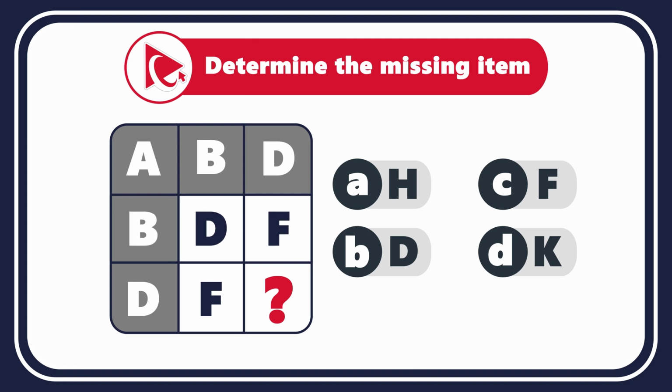And then the third row has letters D, F, and then comes the missing letter, which you need to select out of 4 possible choices. Choice A, H. Choice B, D. Choice C, F. And last but not least, choice D, K. Take a close look to see if you can come up with the answer.